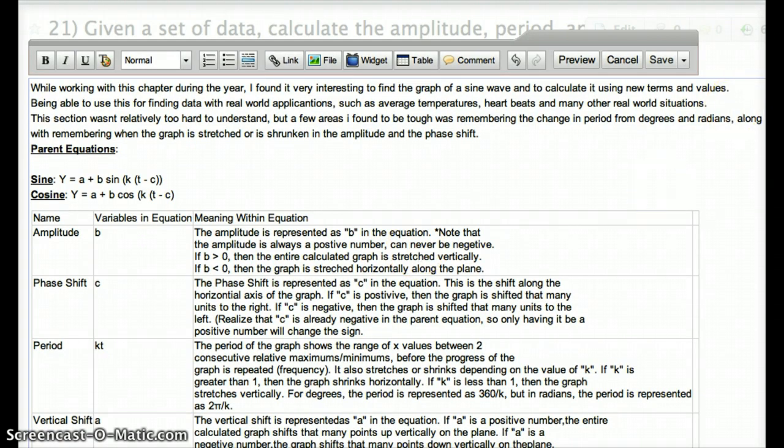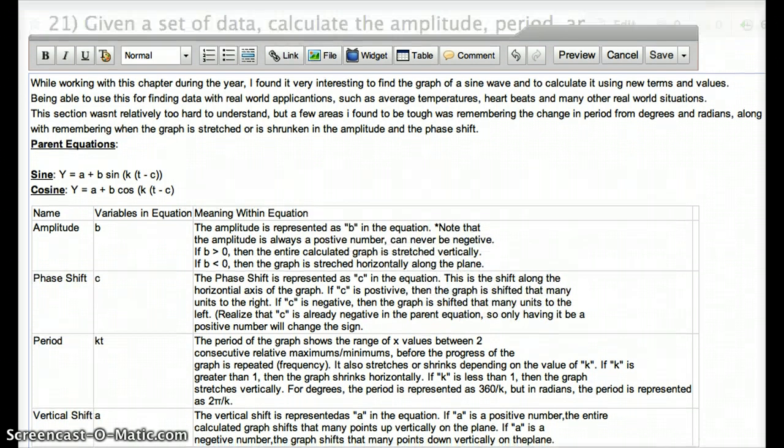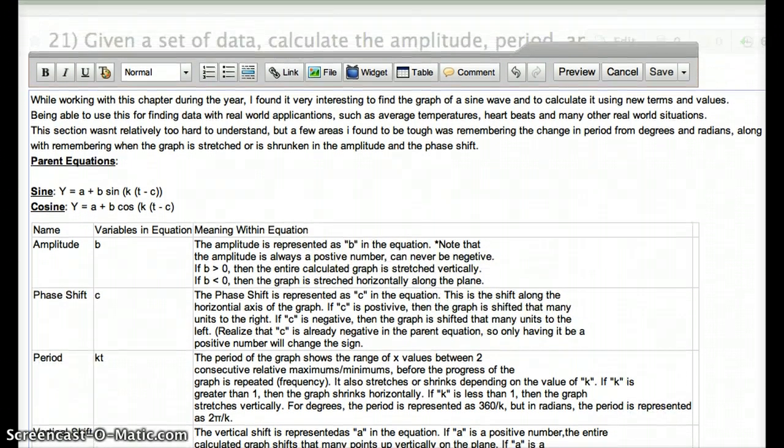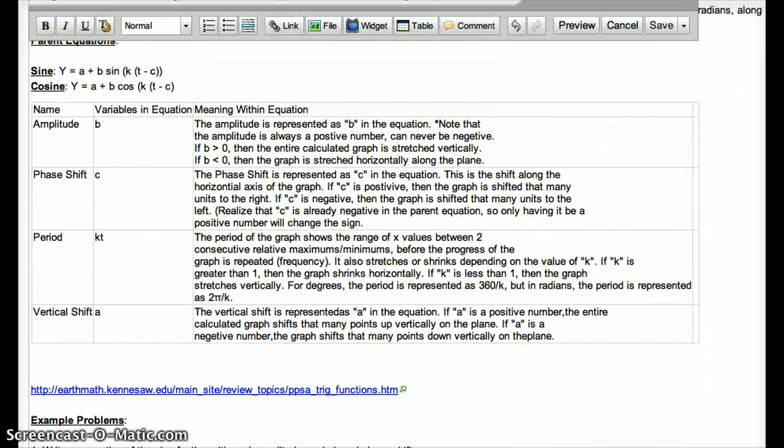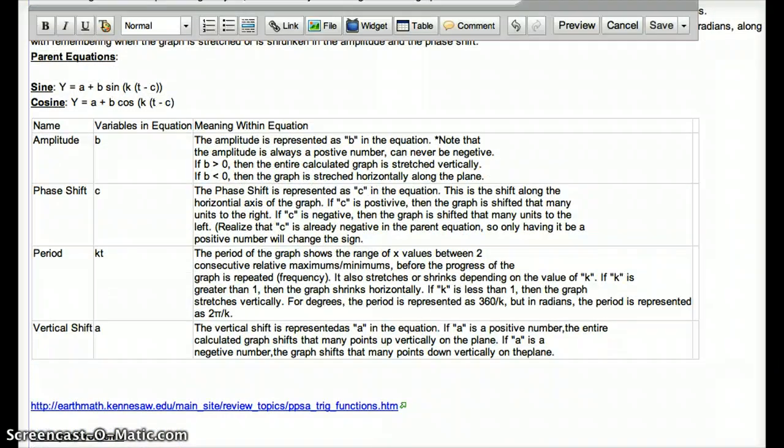So we'll start off with sine and cosine, where the parent functions are seen right there in the middle of the screen. Sine: y equals a plus b sine, in parentheses, k times t minus c. And the same thing with cosine, except cosine replaces sine. So here is a table representing the amplitude, the phase shift, the period, and the vertical shift.